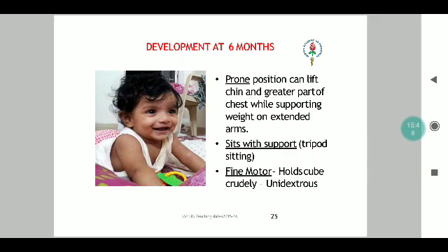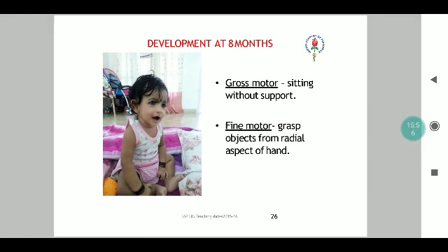Now, if this child is able to lift his or her chin with the greater part of the chest, very minimal weight bearing is there on the extended arms. Now, as you can see in this image, at 8th month, the child is able to sit without support and is able to grasp objects by the radial aspect of the hand.